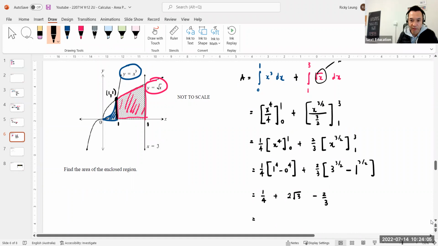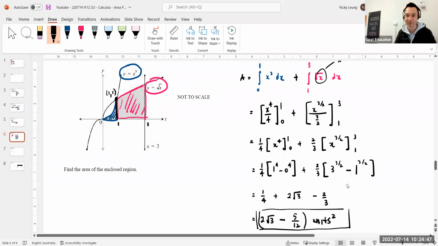Guys, I think if you common denominated everything, you'd get 1/4 minus 2/3, which is minus 5 on 12. Maybe I'll just leave it like this: 2 root 3 minus 5 on 12. Piece of cake. I put brackets around that, then units squared.